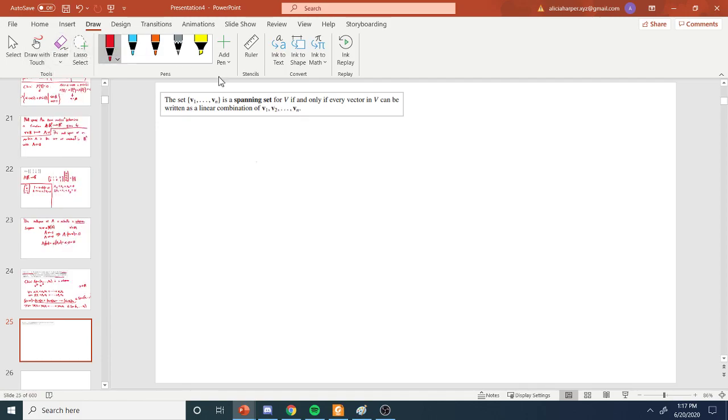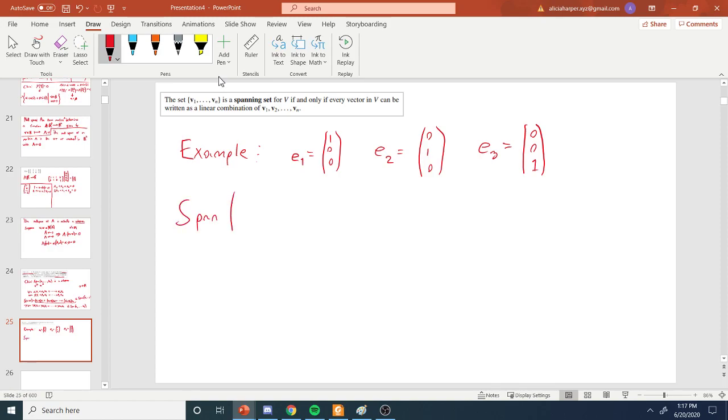So, for example, let's consider the following set. E1 here is going to be the vector 1, 0, 0. E2 is going to be the vector 0, 1, 0. E3 is going to be the vector 0, 0, 1. So we have these three vectors. And what I want to do is show that the span of E1, E2, E3 is equal to R3.